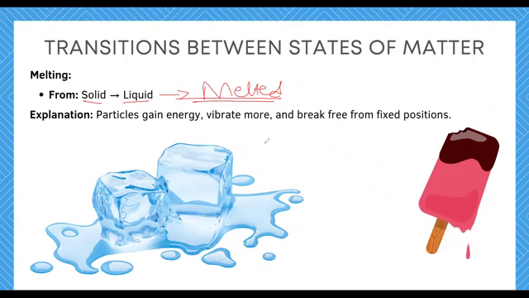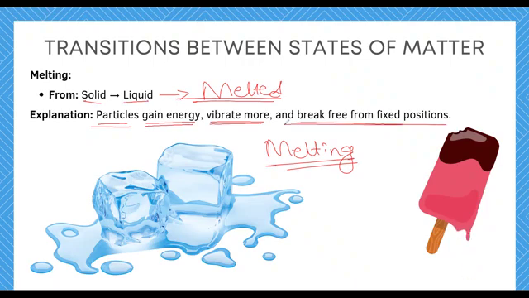So we call this process melting, and it is the process whereby a solid is transformed into a liquid. So what happens during the process of melting? Very simple. Particles of the solid gain energy. They vibrate more and then they break free from their fixed positions.